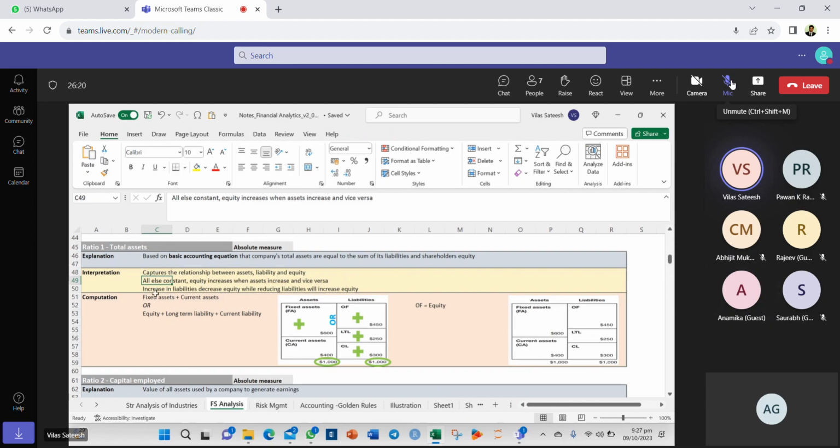Increase in liabilities will decrease equity. Meaning that if you purchase this asset, if it was a loan, then this would have already increased the long-term liability, right? So that will actually decrease the equity. That is what it says.